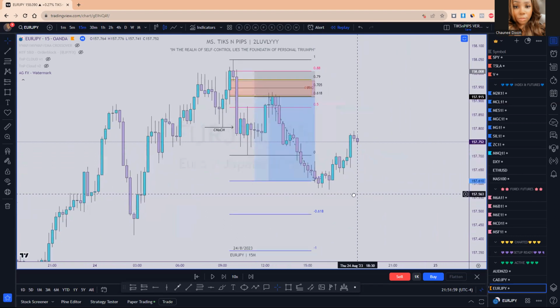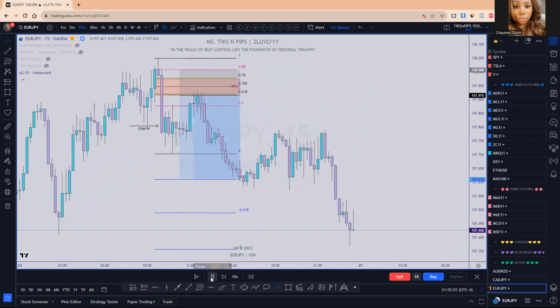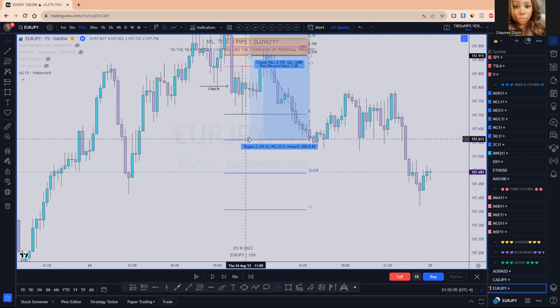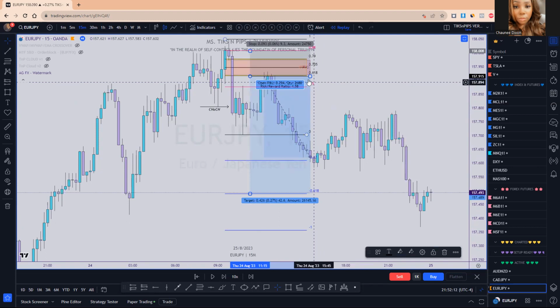Alrighty, so let me see if it came down even further here. It did. So if you would have trailed, you would have gotten that negative 0.618 level, which is almost a 1 to 5.